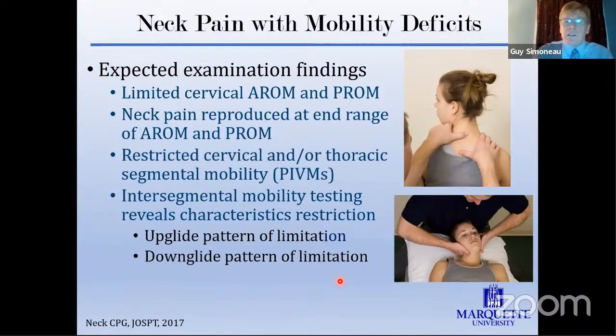Our expected examination finding will be limited cervical active and passive range of motion. And note here that when we look at the cervical spine, we like to include T1 to T4 because we know that mechanically this region needs to move when you move your cervical spine. So when you're thinking of evaluating range of motion for the cervical spine, make sure you include that upper thoracic region, T1 to T4, as part of the mechanics of the region. And then we would expect them to have restricted cervical and thoracic segmental mobility when you do your passive intervertebral motion testing, as you see here. And if you're skilled with manual therapy technique, you may recognize limitations that are consistent with a down glide limitation or an up glide limitation that fits the restriction of range of motion that you observe with active and passive range of motion.